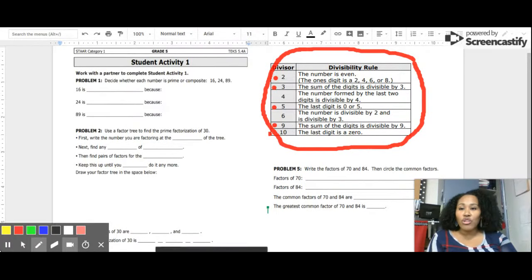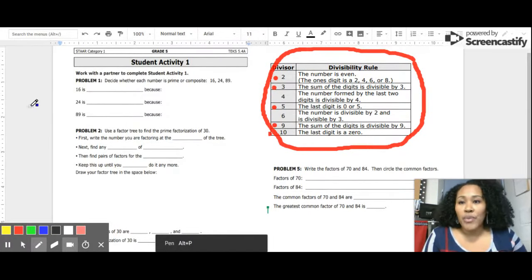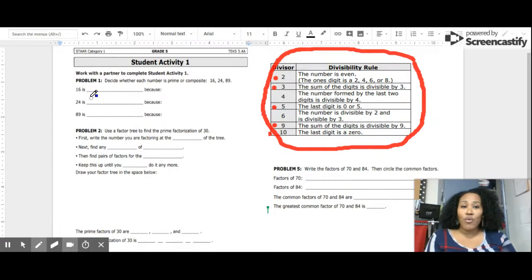Okay, let's take a look at number one. 16, is it prime or is it composite? Well, we need to go through our rules of divisibility. So 16, I'm going to come over here and I'm going to go through the list. Is 16 divisible by 2? Well, if the number is an even number, if the last digit is even. So I know that 2, 4, 6, 8 are my even numbers. So yes, it is divisible by 2. If it's divisible by 2, it is a composite number, okay?